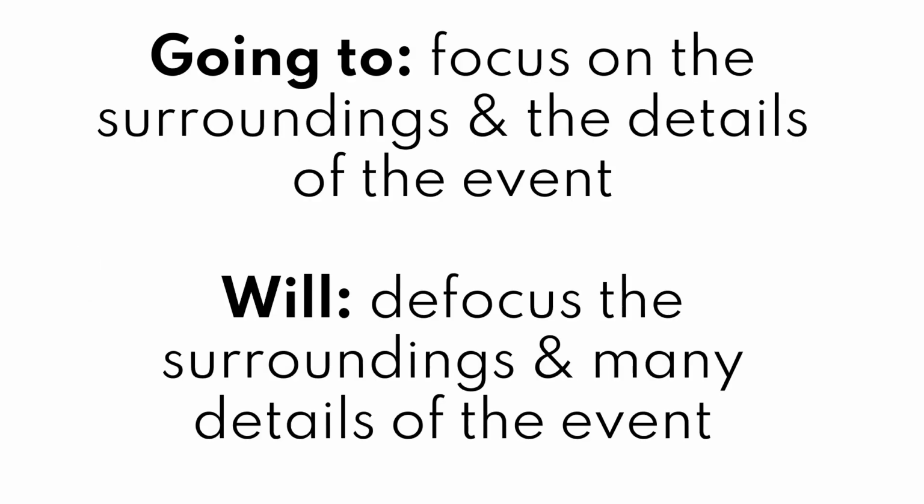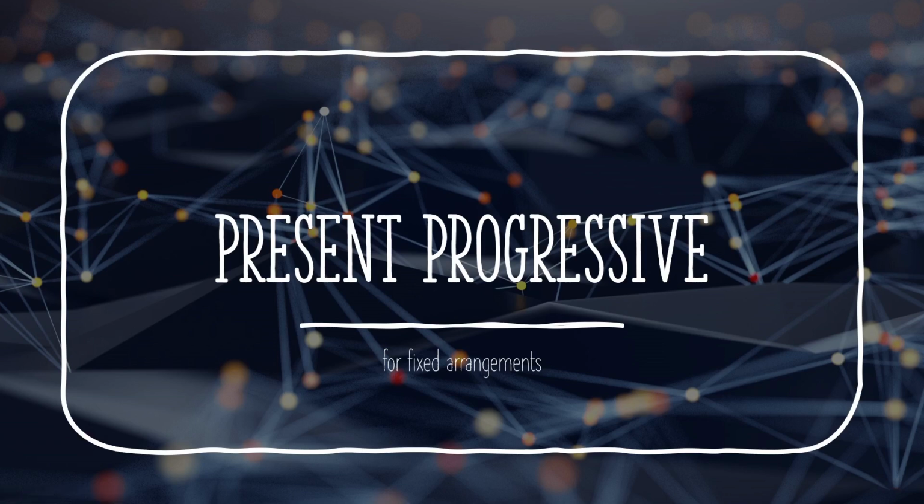But for now, let's just keep in mind that there are conceptual differences in the sense of what I've been showing you. So for now, let's keep it simple and say that going to focuses our attention on the surroundings and the details of the event, and that will defocuses the surroundings and many of the details of the event that we are conceptualizing. But what about present progressive for fixed arrangements? What's particular? What's going on with present progressive for fixed arrangements?